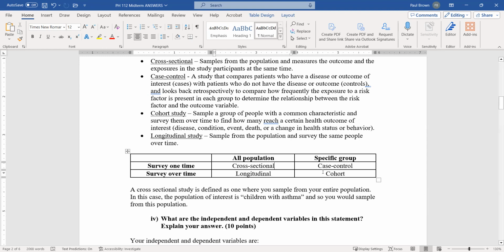So the difference between a cross-sectional and a case control is that in a cross-sectional study, you could just survey everyone, and in a case control, you typically go out and find a group and then study that group.